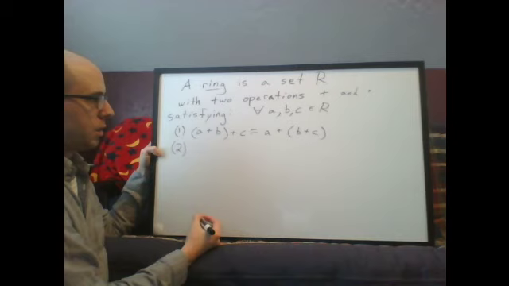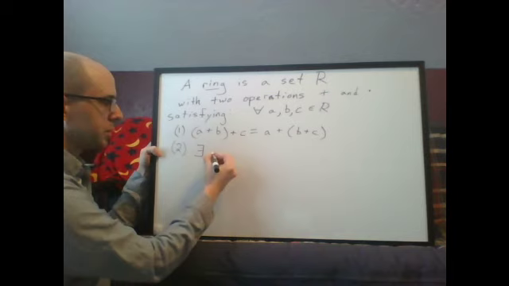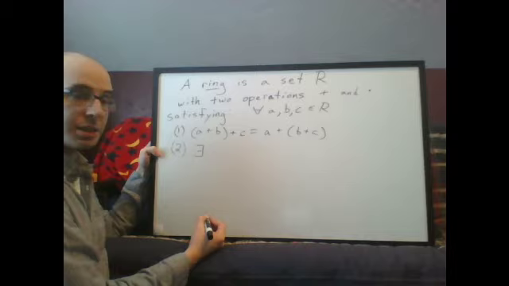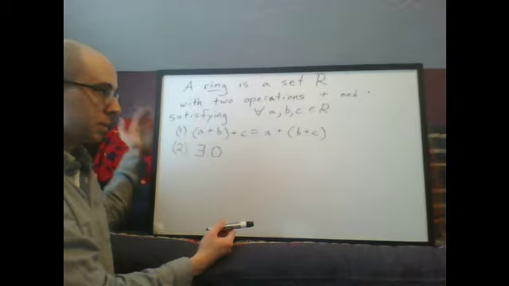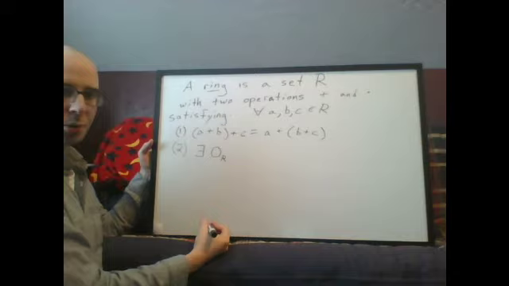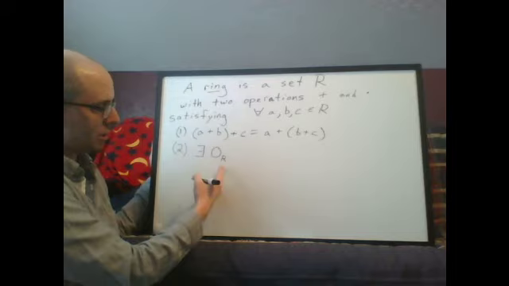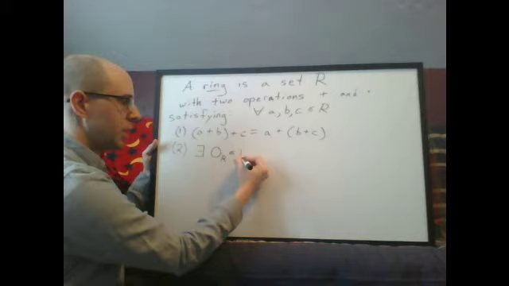The second property is there exists a special element which is an identity element for addition. So we call this element zero, but it's not necessarily the number zero because depending on our set, we might be dealing with numbers, we might be dealing with matrices, we might be dealing with more abstract things. So to distinguish this from the number 0, let's call it 0 sub R. If it's clear from context what we're dealing with, we can suppress the subscript there. But there exists an element 0 sub R in the set R such that adding 0 doesn't affect anything.